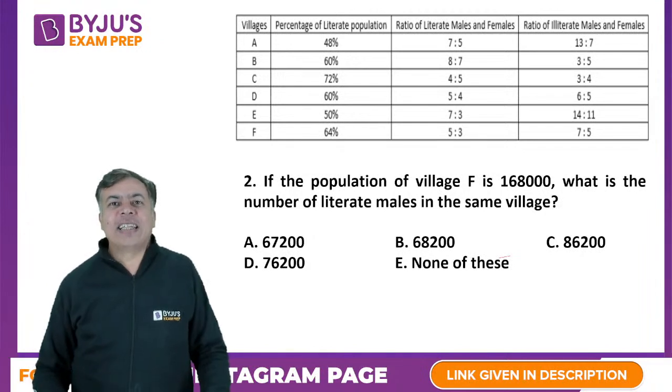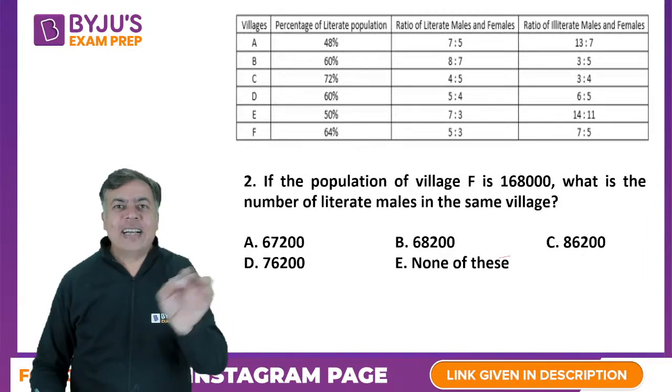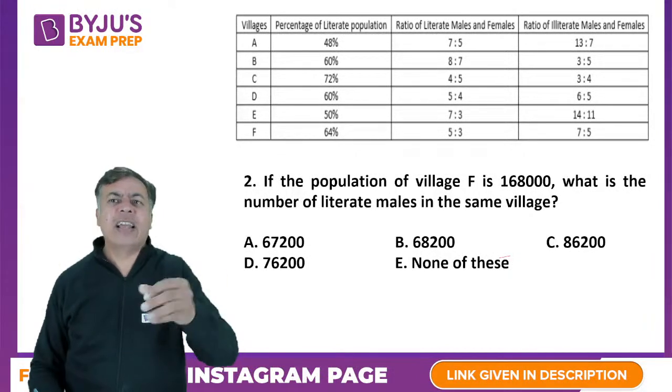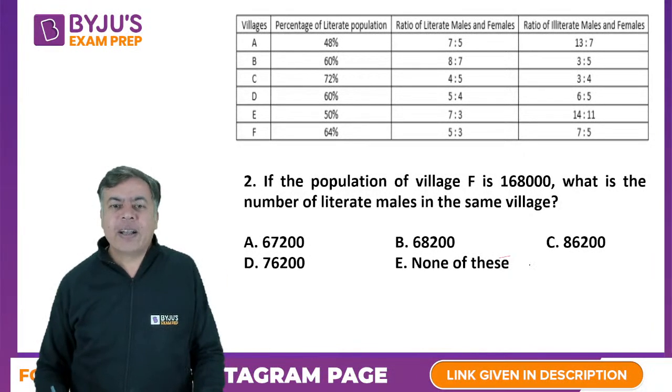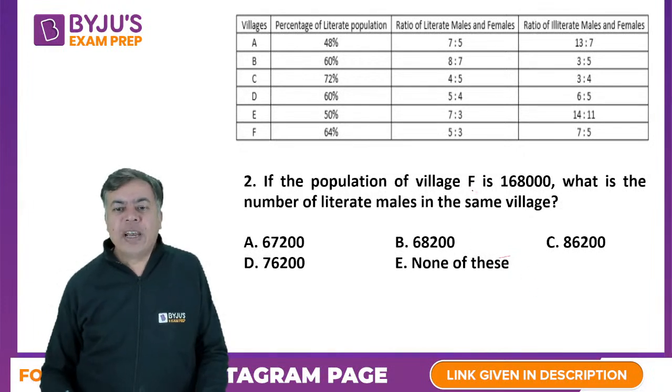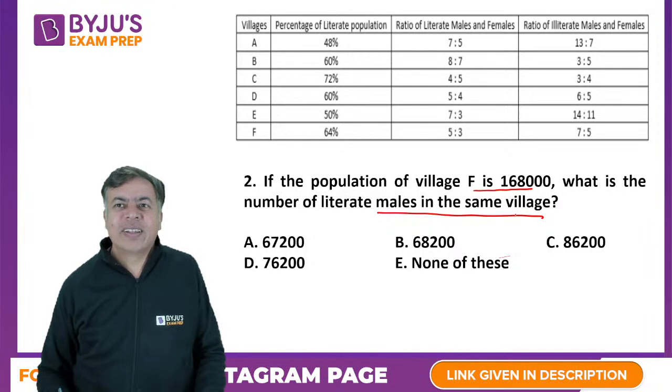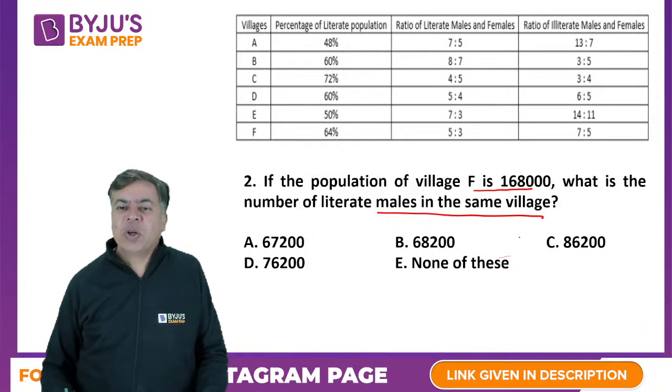Right? So let's say that the first question was to understand the set, but the first question was a bit difficult also. Okay, a little lengthy. But now, if the population of village F is this, what is the number of literate males in the same village? Right? Easy. Very, very easy.